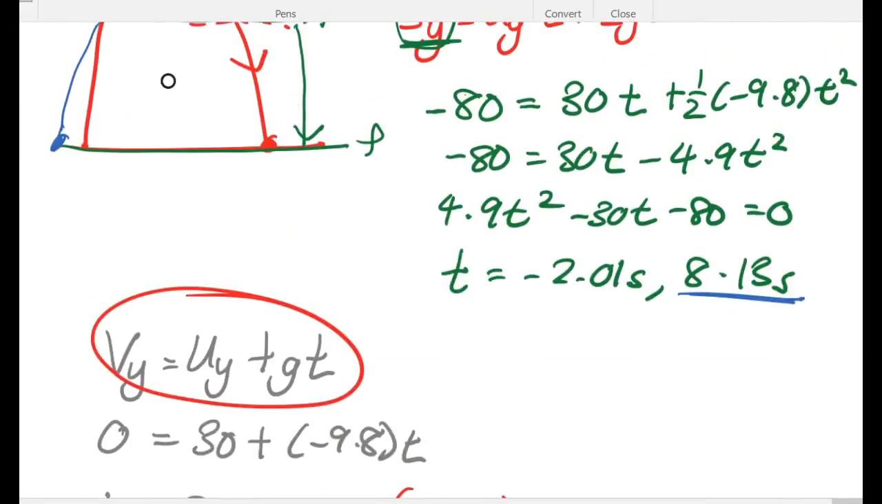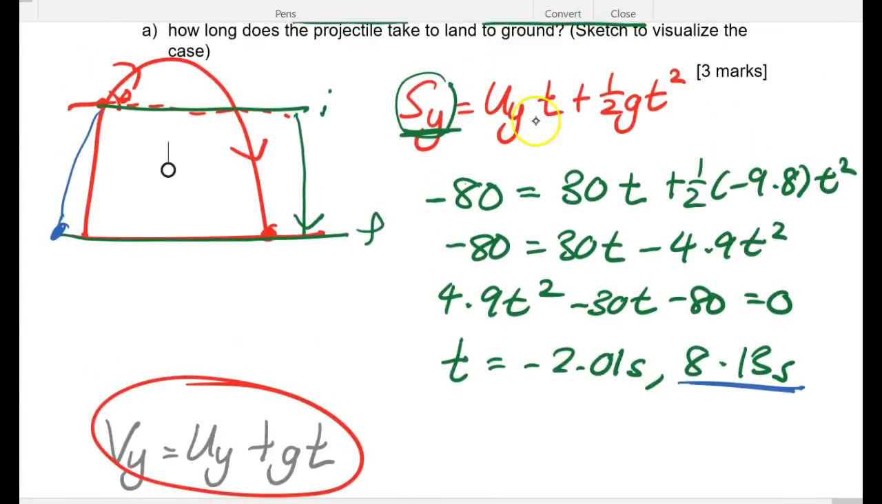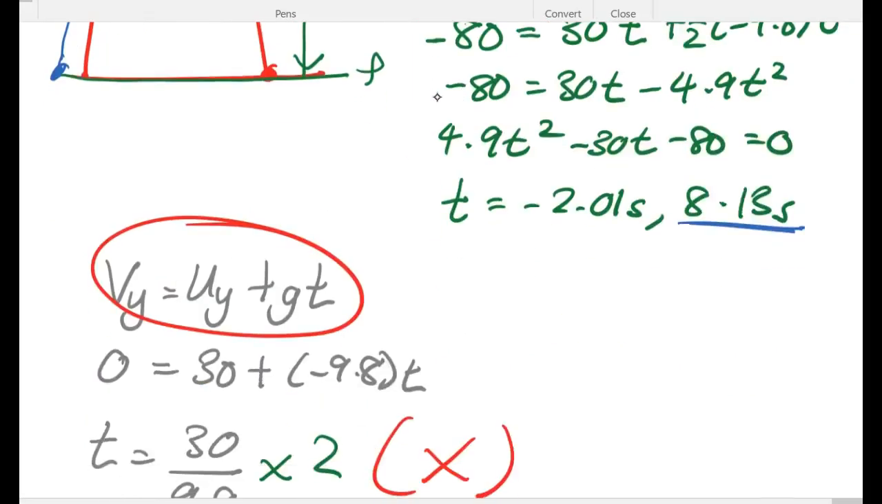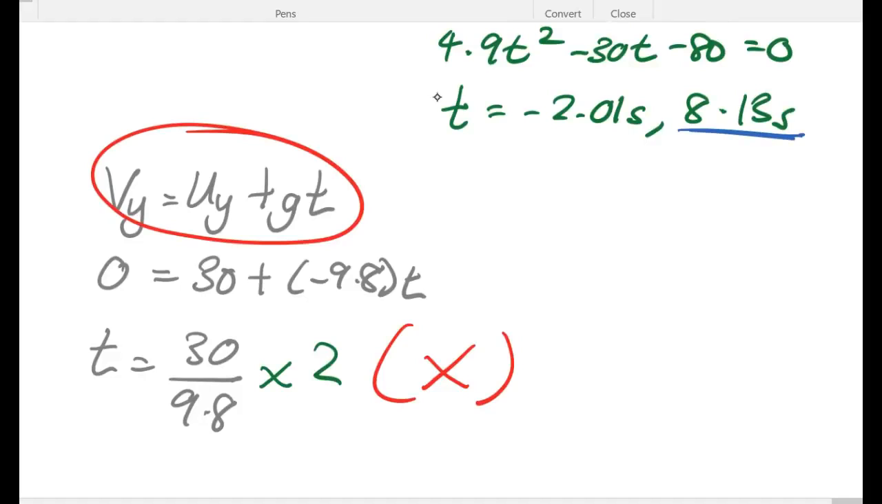Okay, having said that, the first formula here is always the safest, provided you can give the correct Sy. So that's the first answer, 8.13. As well, don't use this here for the non-symmetrical case.